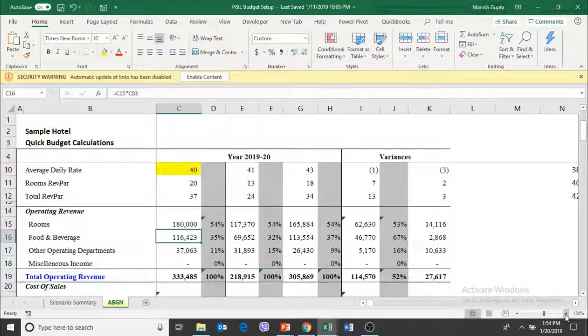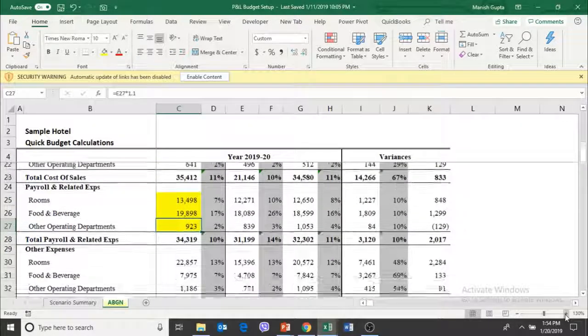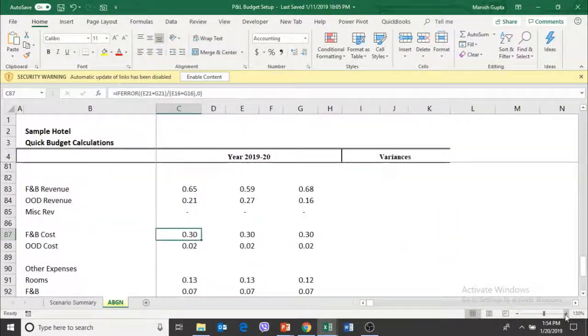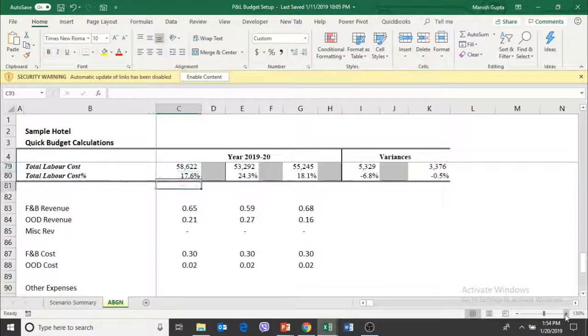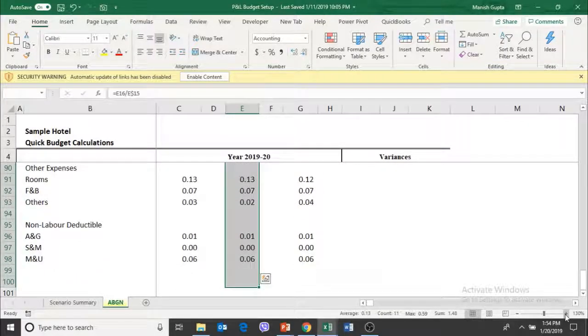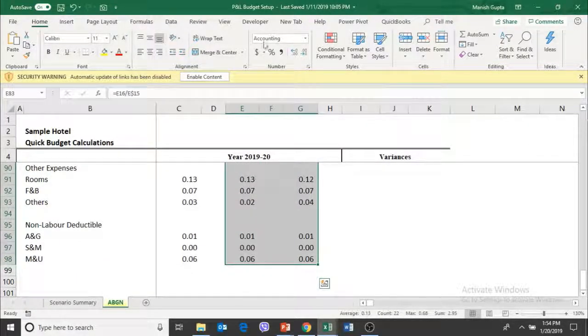Here, what they are doing is multiplying the F&B revenue. We have done a simple ratio analysis here. How much was your F&B revenue last year compared to the room revenue? How much was your other operating department revenue compared to the room revenue in the previous years? Then this year we can make an estimate. If last year was 0.59, maybe this year this is a percentage. Sorry, I didn't put it as a percentage, so we can change it to a percentage.